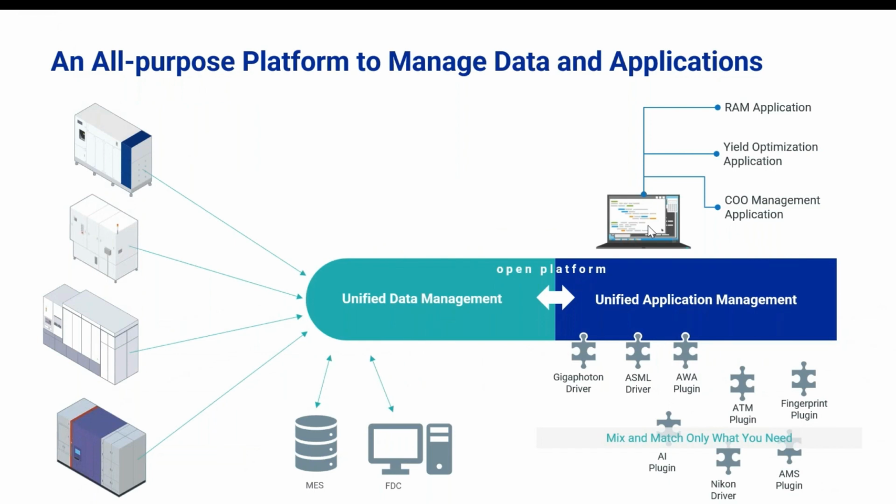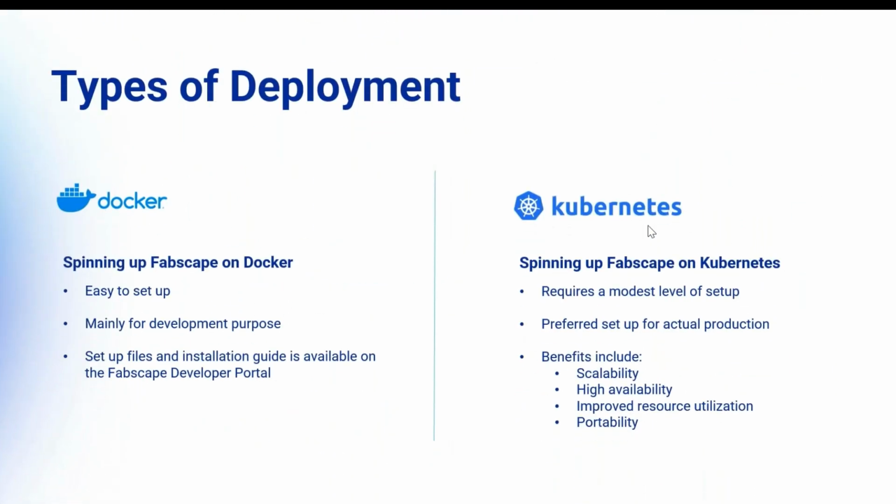Moving on in terms of deployment on Fabscape, there are two ways to go about it: via Docker, and the other way is via Kubernetes. Spinning up Fabscape on Docker is pretty simple and straightforward. We have all the resources available for this on our website with step-by-step guides. All you need to do is register for a developer account and you will be able to access them.